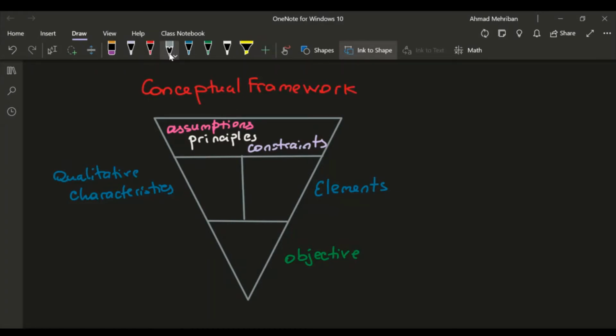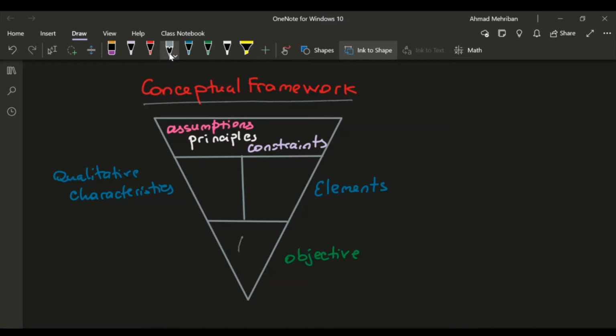The conceptual framework is the constitution of financial reporting. This constitution establishes certain concepts, principles, and guidelines that underlie financial reporting. This conceptual framework consists of three major parts.